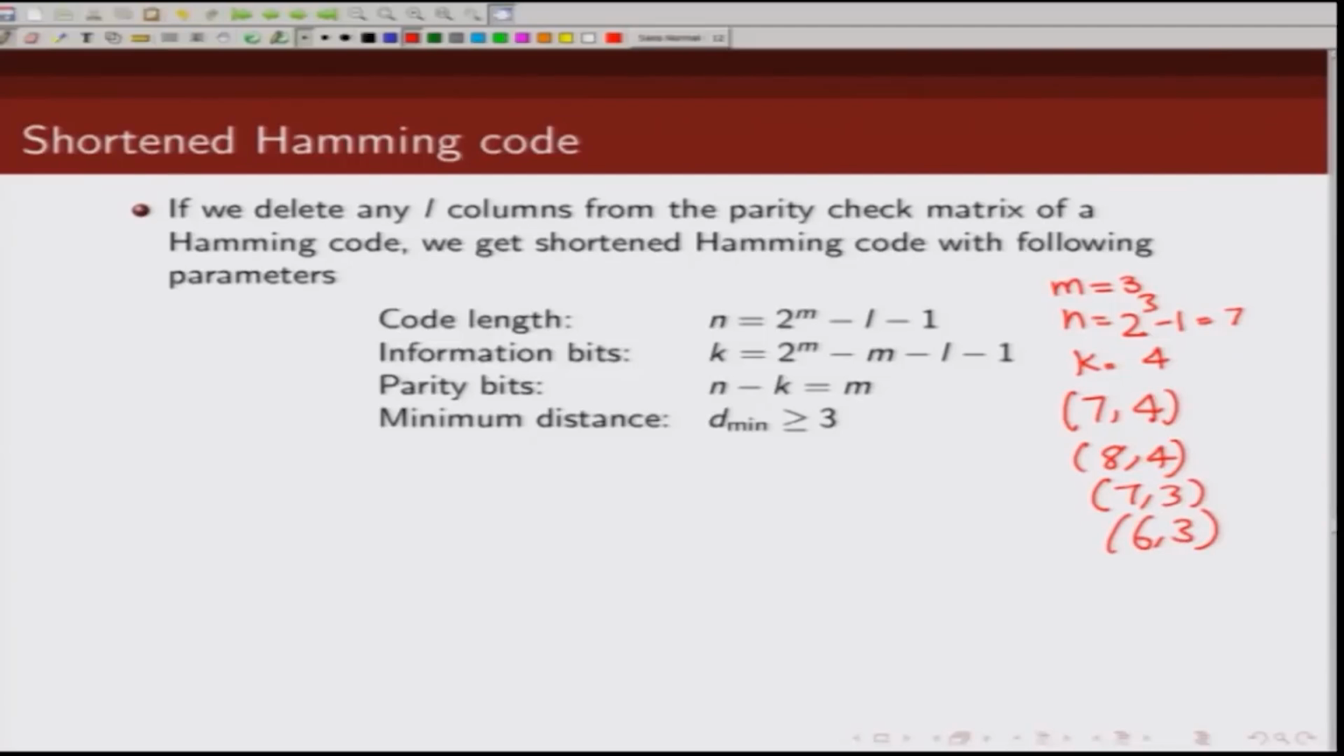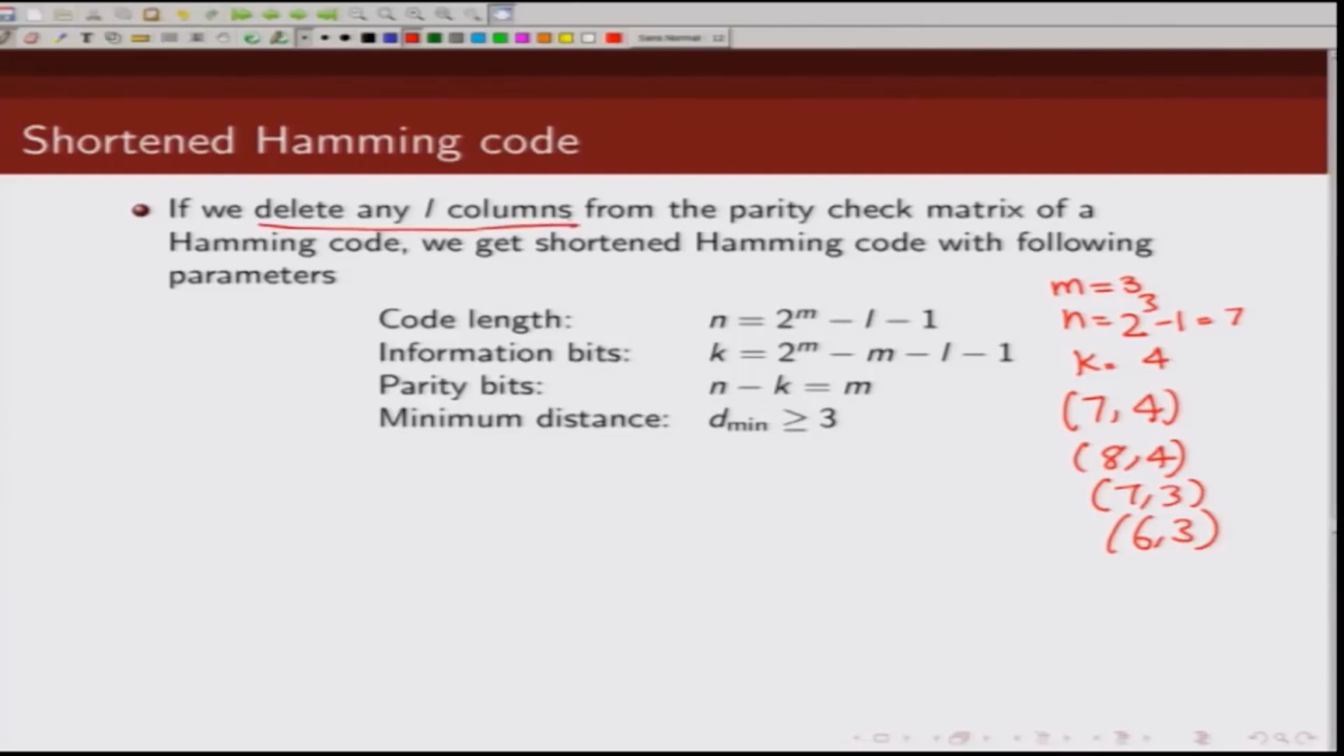So, there are various techniques available to tweak the parameters of the code. We are going to talk about some of them. We are not exhaustively covering all possible ways of lengthening and shortening a code. We just give you a few examples to illustrate this idea of changing the parameters of the code. So, the first thing that we are considering is a shortened Hamming code. So, how do you get a shortened Hamming code?